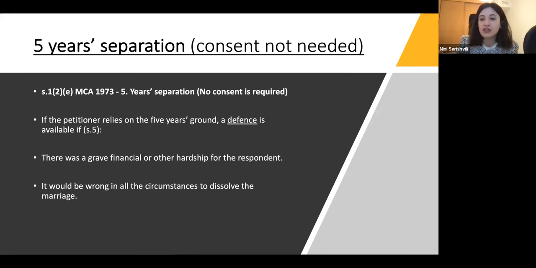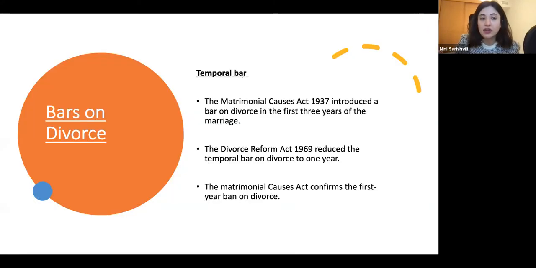Or if they see that there is any kind of hardship, financial hardship or other kind of hardship for the respondent, they may not grant the divorce, even if they have been separated for 5 years. There are also bars on divorce. Temporal bar: the Matrimonial Causes Act 1937 introduced a bar on divorce in the first 3 years of the marriage. So in those 3 years they couldn't get a divorce, but this has changed afterwards.